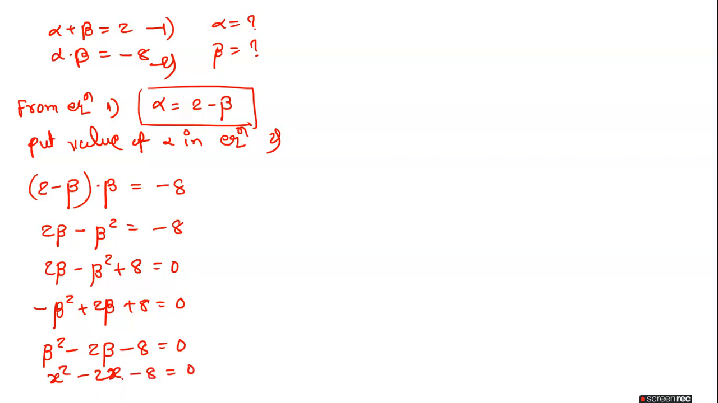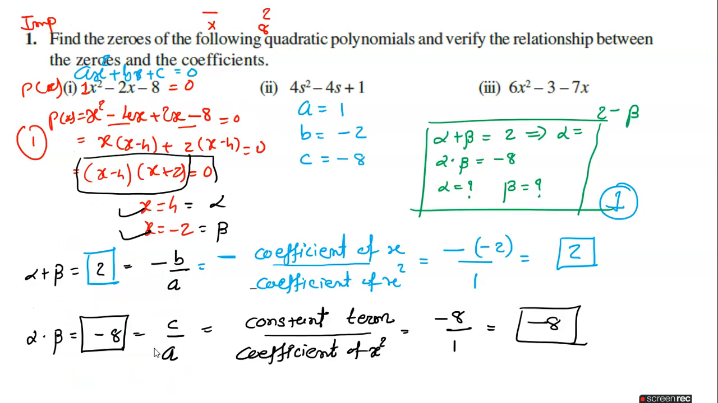Now anything spark in your mind? X square minus 2x minus 8 is equal to 0. See something? Now if you simplify, then particular values of alpha and beta you will get or not? 4 and minus 2. And again if you add, see this is the wheel, this is the circle you can consider. From the question, see, this was the question.